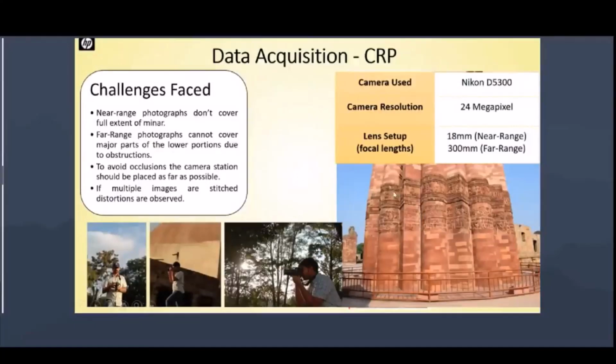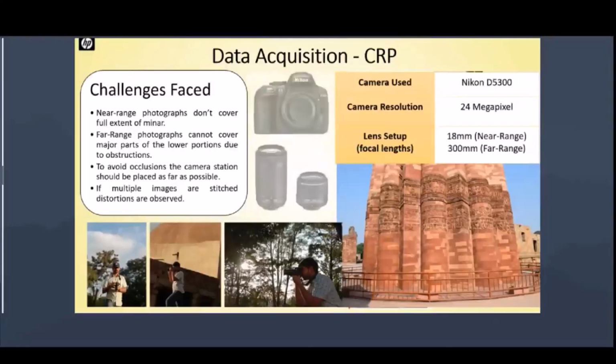These were taken from a near range and from a far range. Again, proper field planning had to be done, because near range photographs did not cover the full extent of the Minar, and photographs from the far range could not cover major parts of the lower portion due to obstructions, because there were trees and other monuments in the line of sight. So to avoid occlusions, the camera stations had to be placed far away. Also, if multiple images are stitched, distortions were observed. All these challenges had to be addressed so that the augmented 3D model could be generated.